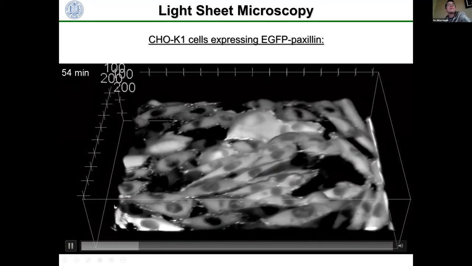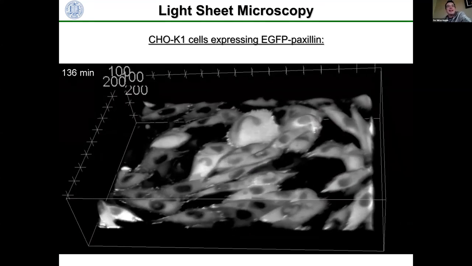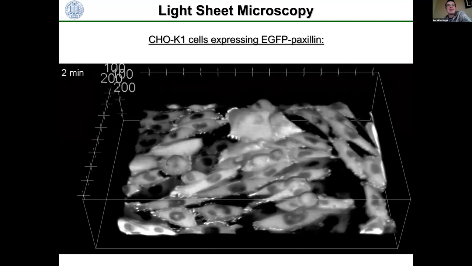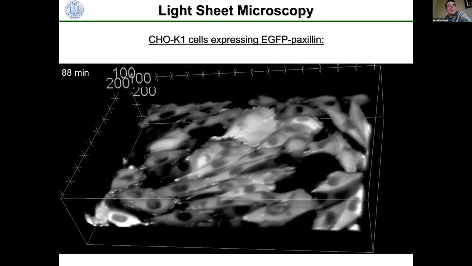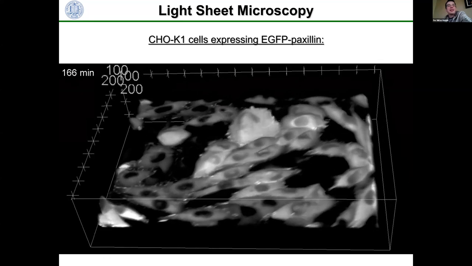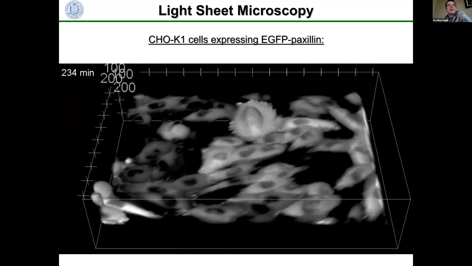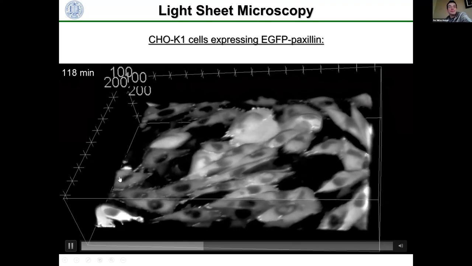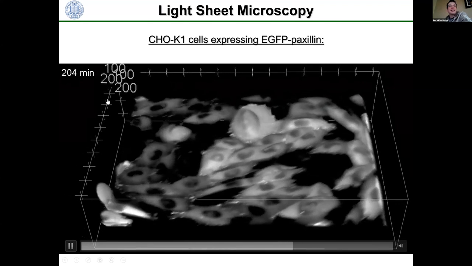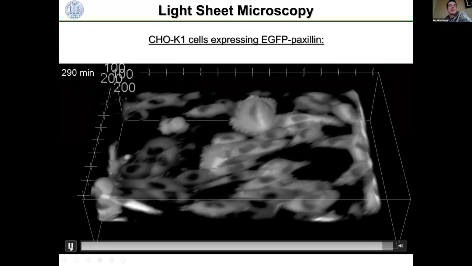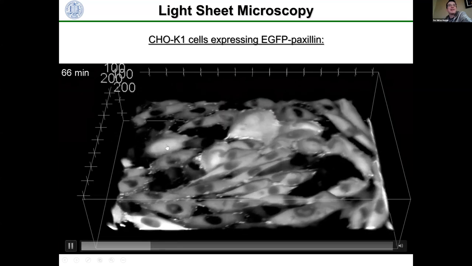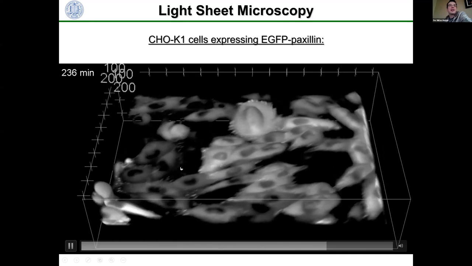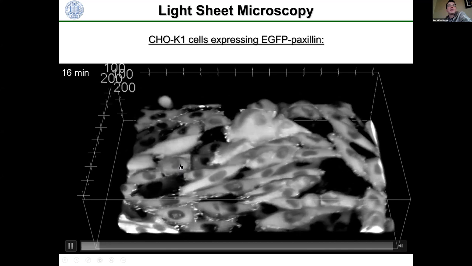Okay, let me play the video. So this is a 3D data set, and what you see here are CHO-K1 cells expressing EGFP-paxillin. Paxillin is a molecule that plays a role in focal adhesions, which you have already heard about in the Briggs and number and brightness lecture. And you can immediately see the fast image acquisition. We can follow the motion of the cells in 3D, and you also see that we have minimal photobleaching, which are all advantages of the light sheet instrument.